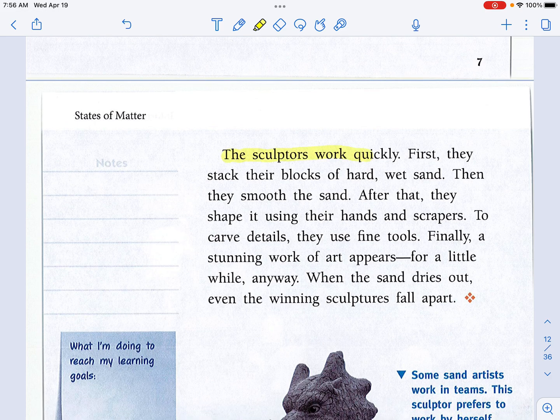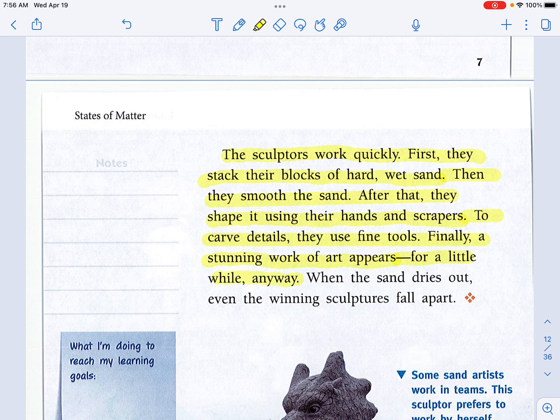The sculptors work quickly. First, they stack their blocks of hard, wet sand. Then they smooth the sand. After that, they shape it using their hands and scrapers. To carve details, they use fine tools. Finally, a stunning work of art appears. For a little while, anyway.